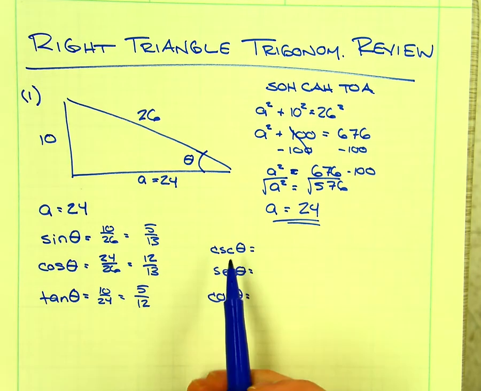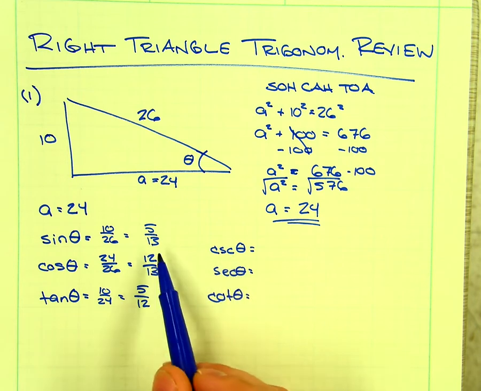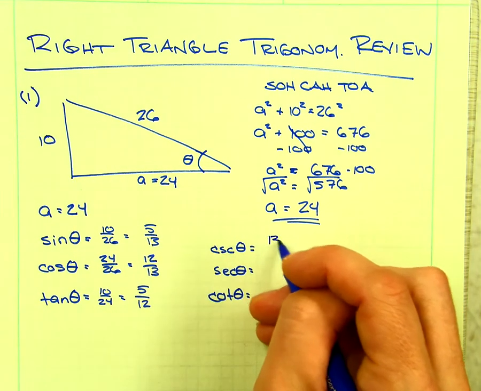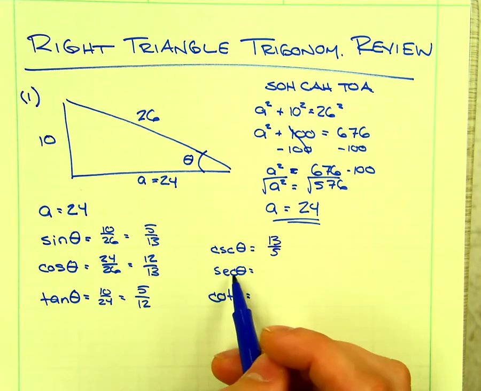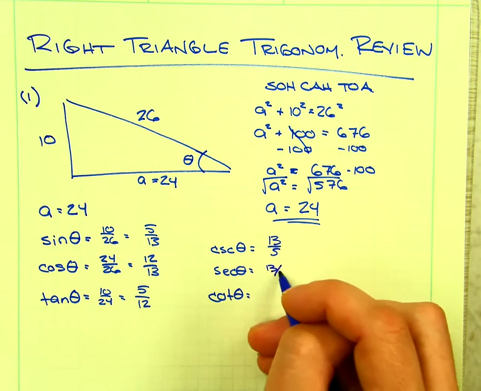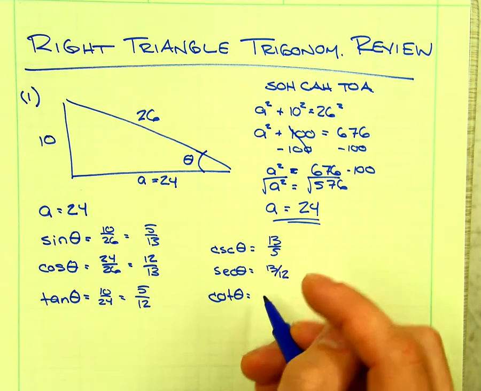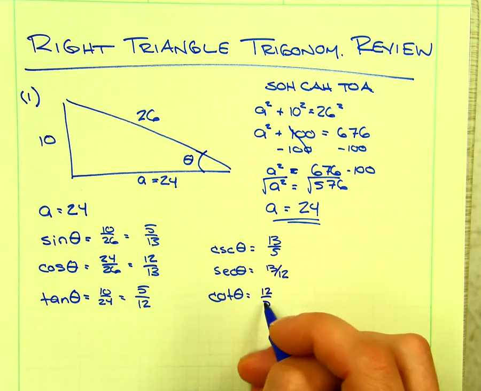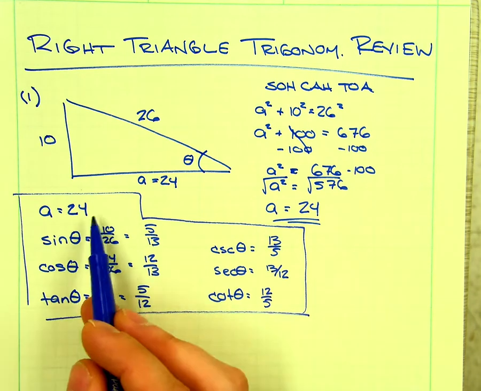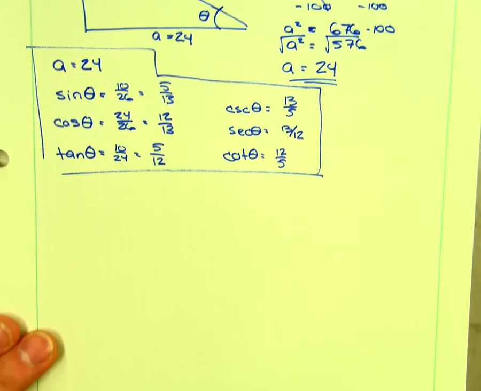Now, all I need to remember if I want to do this super quickly is that the cosecant is just the reciprocal of the sine. So here I've got 5 over 13. This one's going to be 13 over 5. Secant is the reciprocal of cosine. Here I've got 12 over 13. This one's going to be 13 over 12. And the cotangent, reciprocal of the tangent. So tangent's 5 over 12. Cotangent's going to be 12 over 5. Just like that. Here's the missing side. Here's the 6 trig identities. Done. Just like that. Nice and easy.